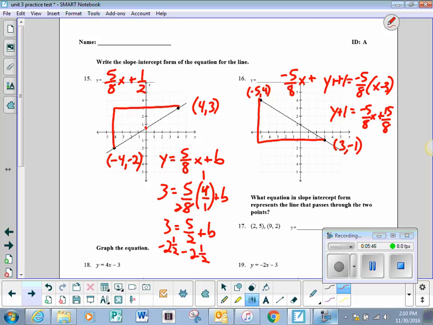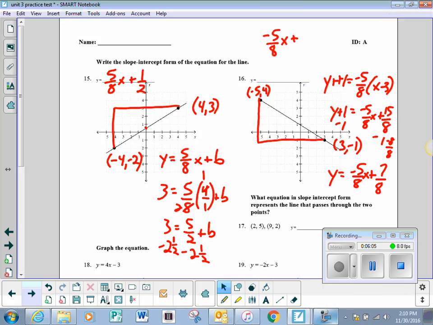And then I subtract 1 from both sides, and I get y equals negative 5 eighths x. And minus 1 would be minus 8 eighths. So that would give me plus 7 eighths. So that gives me y equals negative 5 eighths x plus 7 eighths.